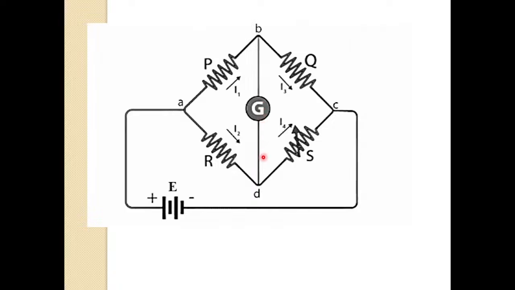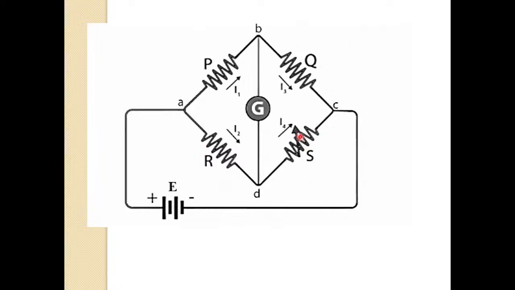Under normal operating condition, the bridge is unbalanced, and current will flow through the galvanometer. The bridge is said to be balanced when no current flows through this galvanometer. This condition can be achieved by adjusting the unknown resistance and variable resistance.